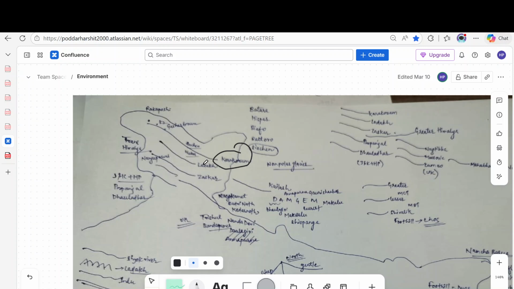That is Baltoro, Biafo, Hispar, Batura, Siachen. They are all non-polar glaciers.